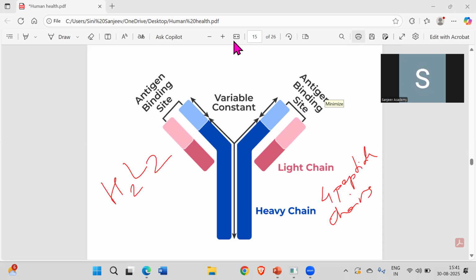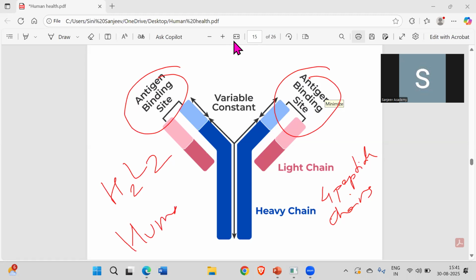As you can see, antigen binding sites will be there, and that antigen binding site will have a specific protein which is going to detect only the specific antigen. When that antigen binds onto this site, it will create a response. Whenever a response is created by using these antibodies, we call it what?